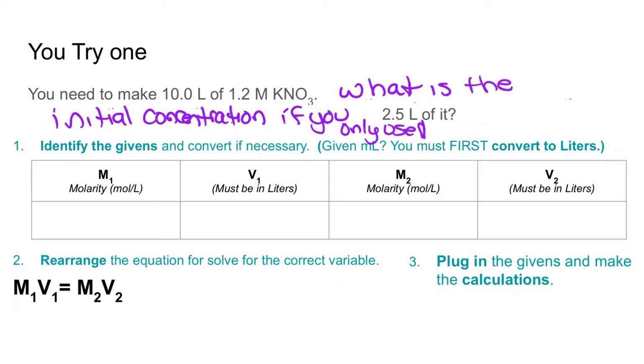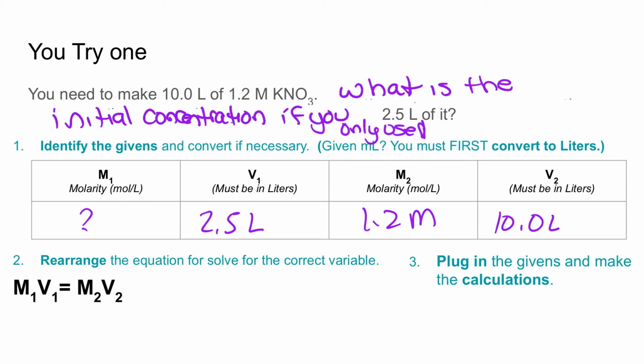Okay, this question: you need to make 10 liters of a 1.2 molar KNO3 solution. What is the initial concentration if you only used 2.5 liters of that initial solution? So the initial concentration, we don't know. Our V1 was 2.5 liters. Our molarity 2 would be 1.2 molar because that's what you're trying to make. And our V2 is 10.0 liters.